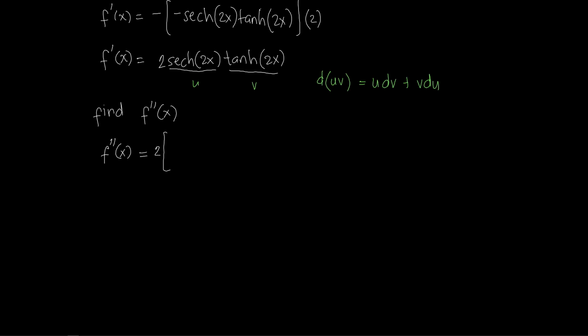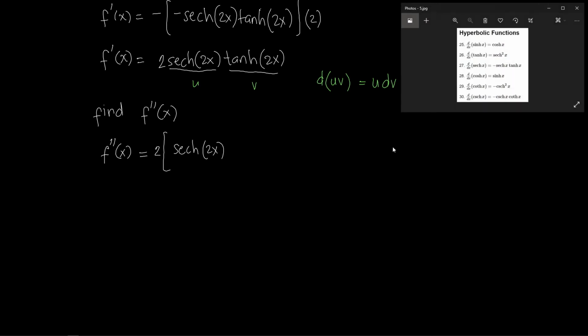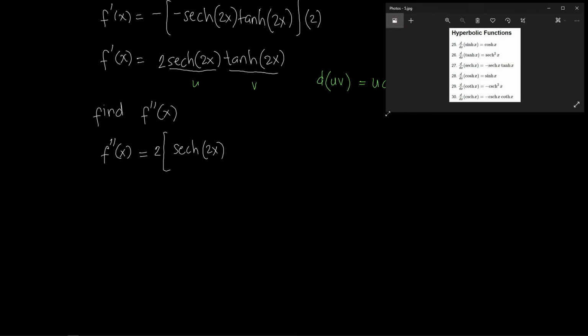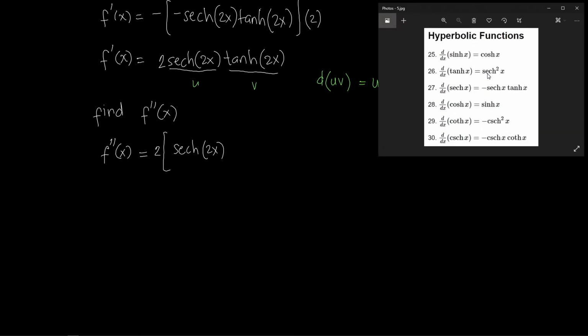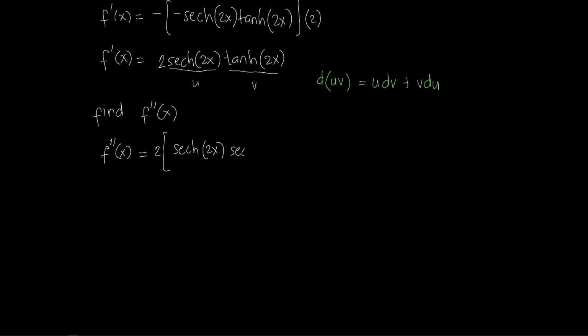So how is this done? Second hyperbolic of 2x times the derivative of this. What is the derivative of tangent hyperbolic? Look at the picture. The derivative of tangent hyperbolic of x is secant hyperbolic squared of x. Put secant hyperbolic squared of 2x. But via chain rule, we still have to derive the inside, so we multiply by 2. Got it. Yes, sir.